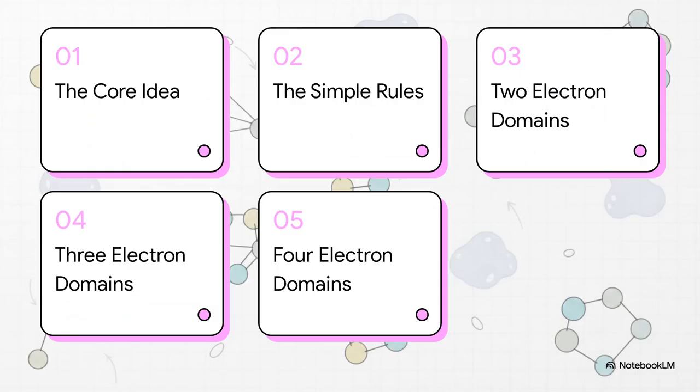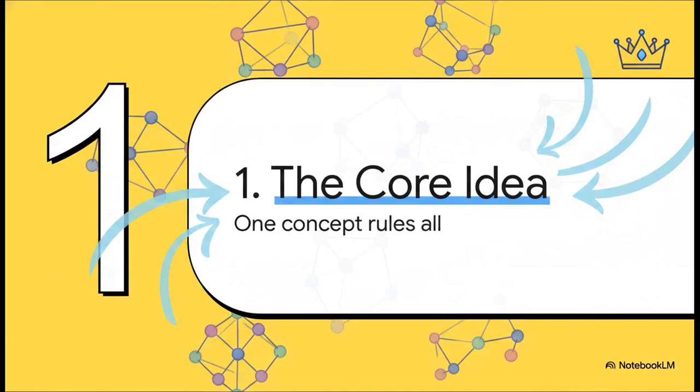Okay, so here's our game plan. First, we'll nail down that core idea. Then we'll go through the simple rules you need to know. And after that, we'll walk through the actual shapes for 2, 3, and 4 electron domains. By the end of this, you'll be able to do this in your sleep. All right, let's dive in.